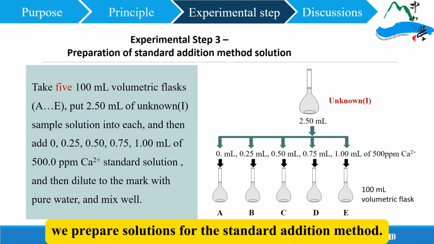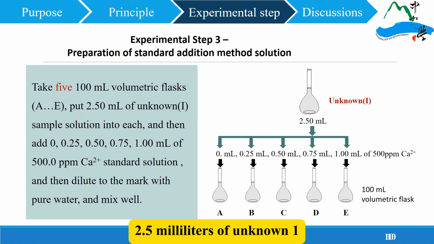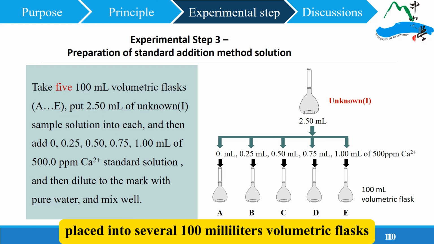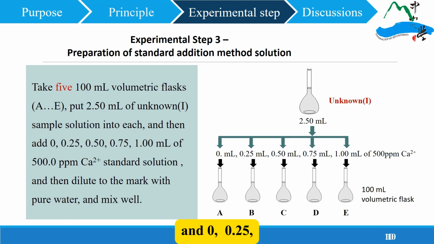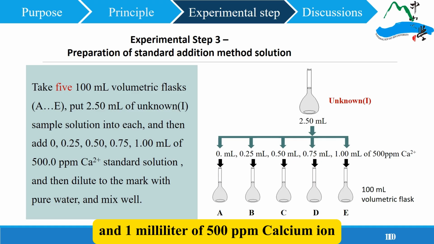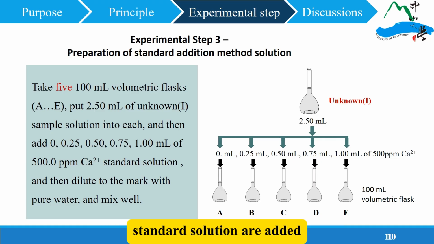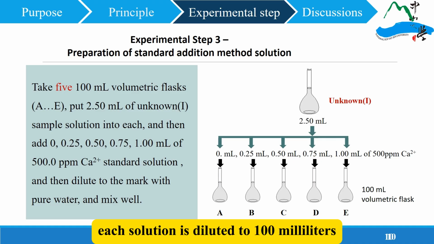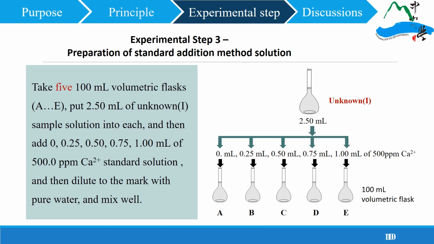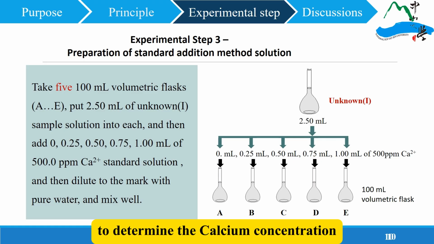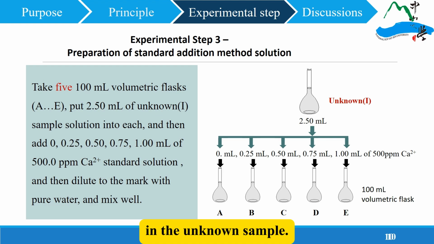Next, we prepare solutions for the standard addition method. 2.5 milliliters of unknown 1 is placed into several 100 milliliters volumetric flasks, and 0.25, 0.5, 0.75, and 1 milliliter of 500 ppm calcium ion standard solution are added. Each solution is diluted to 100 milliliters with deionized water and labeled A, B, C, D, and E. Their absorbance will later be measured to determine the calcium concentration in the unknown sample.